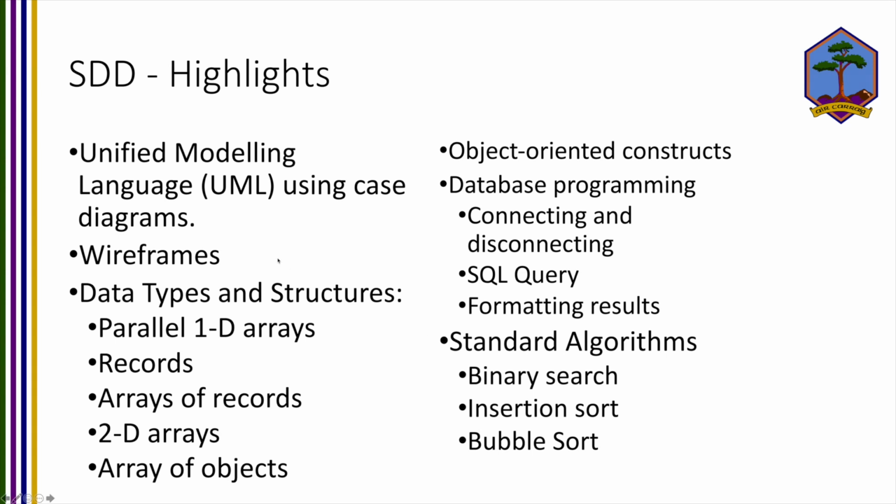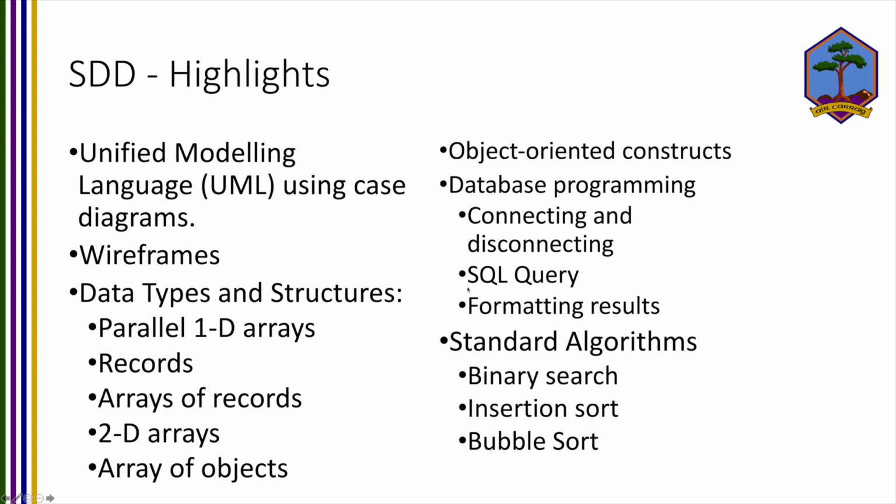Okay, so some software design development highlights. This is some of the things that you'll be learning over the course of the year. So you have Unified Modeling Language, or UML, using case diagrams. So we're going to look in depth into what a case diagram is. We have wireframes. We've obviously done wireframes for design work in web design and other things. So we're going to see how these look from a software point of view. We're going to look further at some data types. So we have parallel 1D arrays, records, array of records, 2D arrays, and array of objects.